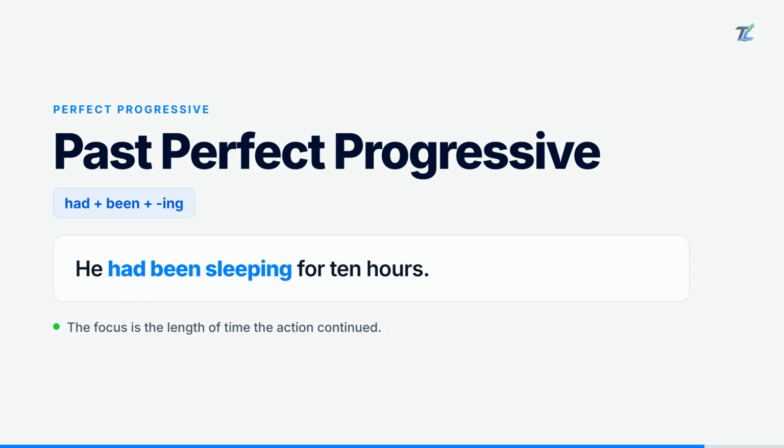That means that he was doing this action continuously for the duration of 10 hours. The focus is on the length of time that he did this. Past perfect progressive is made with a past tense of have, so we have had again, then a past participle of the be verb been, and an ing.